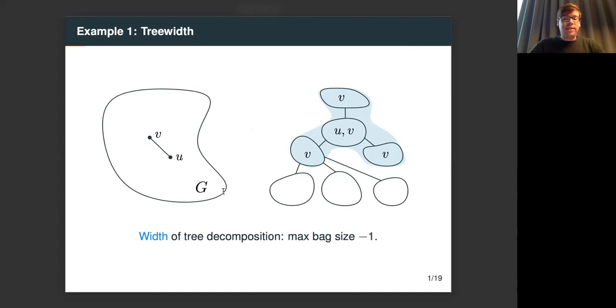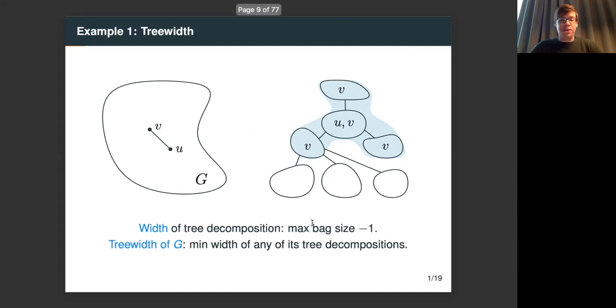All right, now the width of a tree decomposition is the maximum bag size minus 1, and the treewidth of a graph is the minimum width of any of its tree decompositions. Now, I will talk about lots of width measures throughout this talk, and the second part is always sort of the same. So once you define a width of some decomposition, then the width of a graph is always the minimum width of any of its decompositions of that type. And I will not repeat this over and over again.